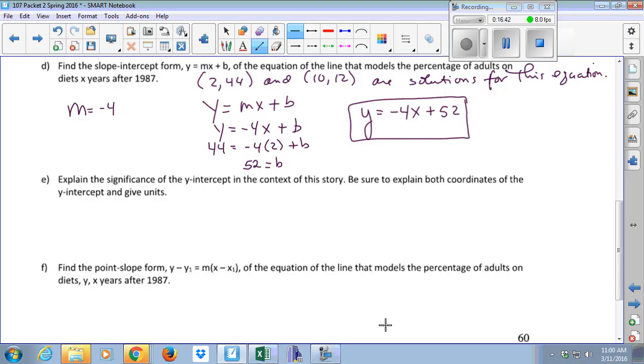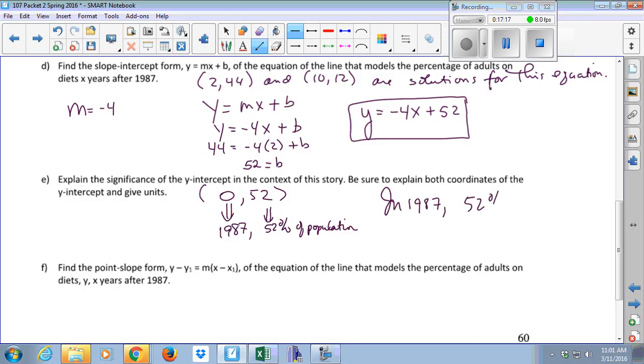All right, so let's explain the meaning of the y-intercept in the context of this particular problem. Okay, so the coordinates for the y-intercept is (0, 52), and we know that 0 corresponds to 1987, and that this corresponds to 52% of the population. And so there you go. Once you do that, you have your sentence. In 1987, 52% of the country's population was on a weight loss diet.